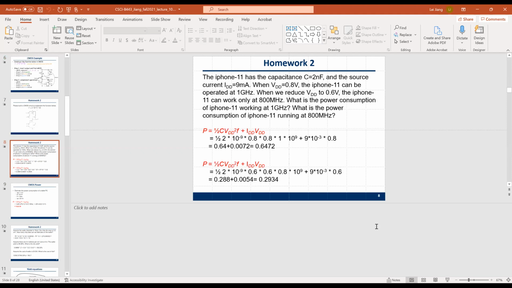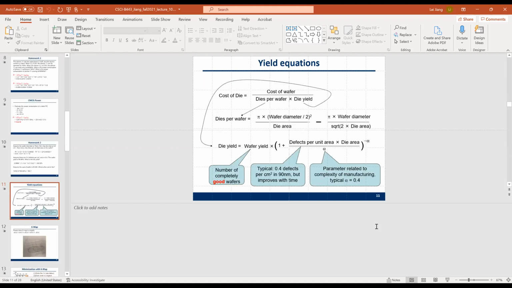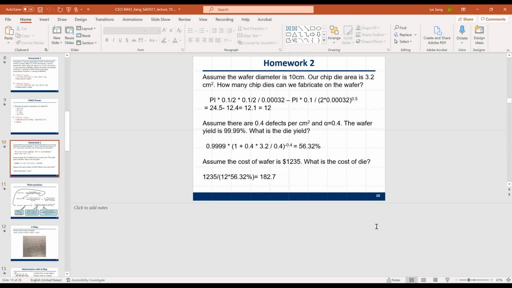So if I ask you to compute the power consumption, I will provide these equations. All you need to do is just plug these numbers into the equation and compute the values of the power. And if I ask a question about the yield, and how many dies you can fabricate on a wafer, I will also provide these three equations. Yes.